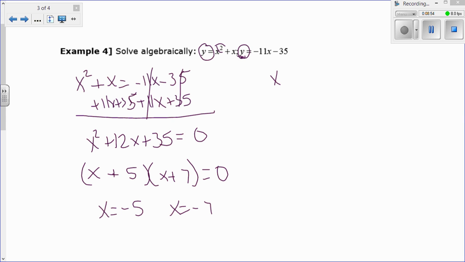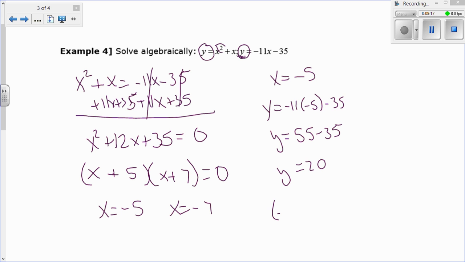So if x is equal to -5, I need to use one of my equations to find y. So y equals -11 times -5 minus 35. Well, -11 times -5 is +55, minus 35. So y equals 20. So my first ordered pair is -5, 20.